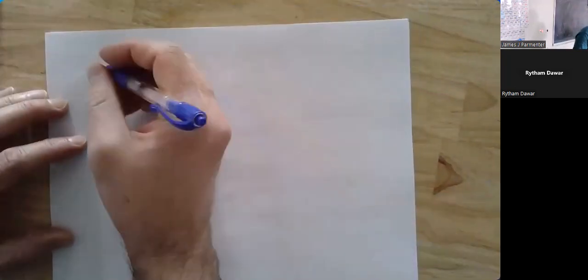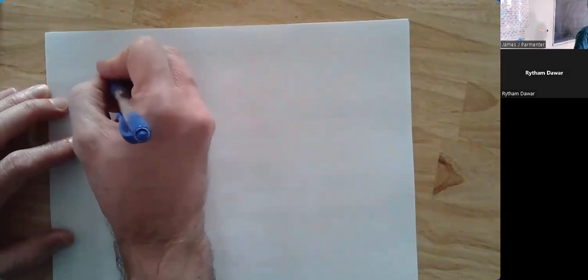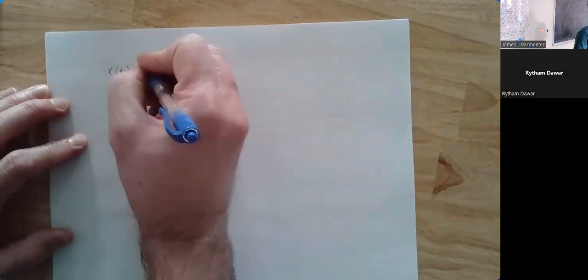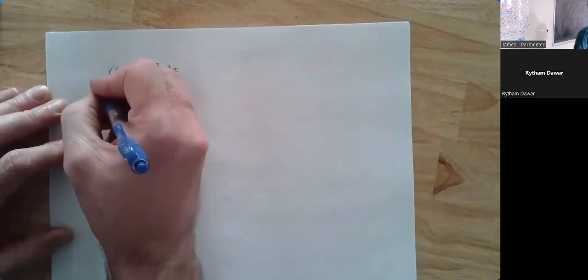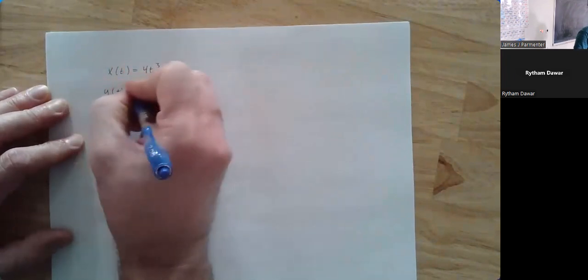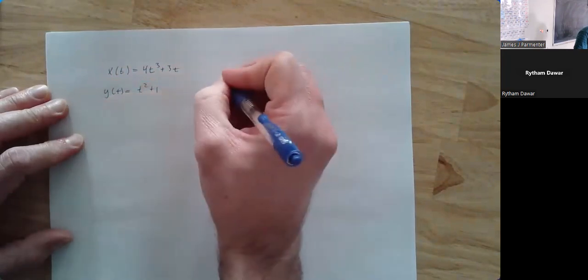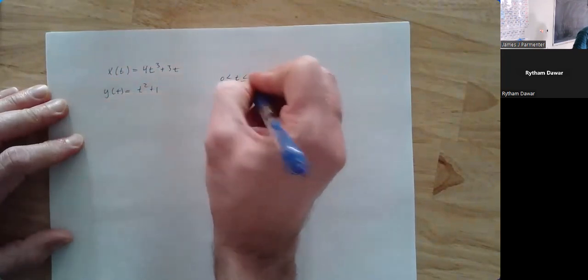So this is where I think things are super funky. Let's say I have the parametric equation x of t equal to 4t cubed plus 3t, and y of t equal to t squared plus 1, and t is between 0 and 1.